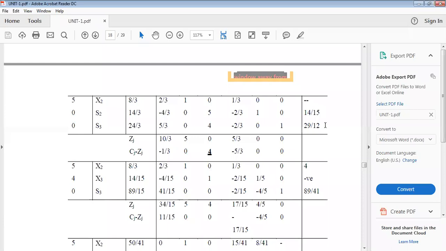Among all the values, what is the least ratio? 14/15 means a point something value. 29/12 is a larger ratio, and for the smallest ratio, there is no ratio for the infinity one. So 14/15 is the least ratio. Therefore, this is the key element. 5 is the key element. You have to mark this key element with a square box.